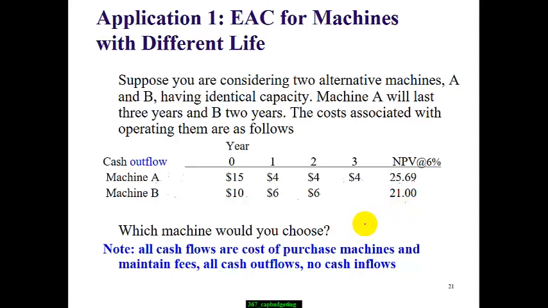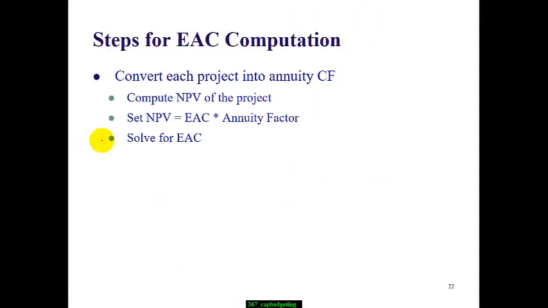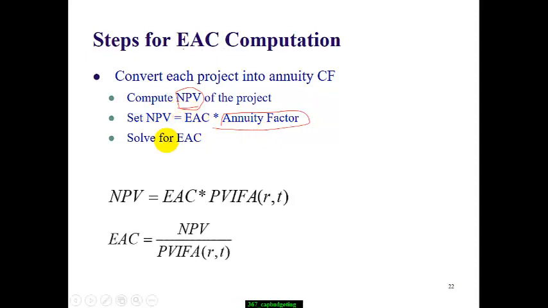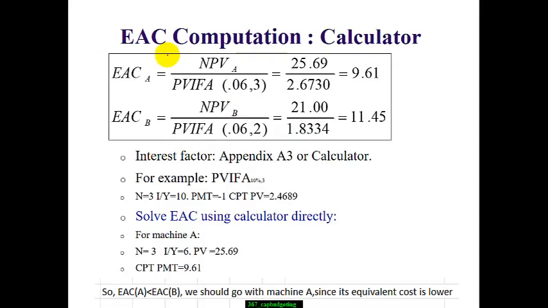One way to do this is to figure out the annual cost. If we have the annual cost, then we can compare it between the two machines. So we're going to introduce this equivalent annual cost approach. Once we have the total cost in the form of net present value, all we need to do is use the present value annuity factor to discount the net present value. That will give us the equivalent annual cost. Let me show you the example.